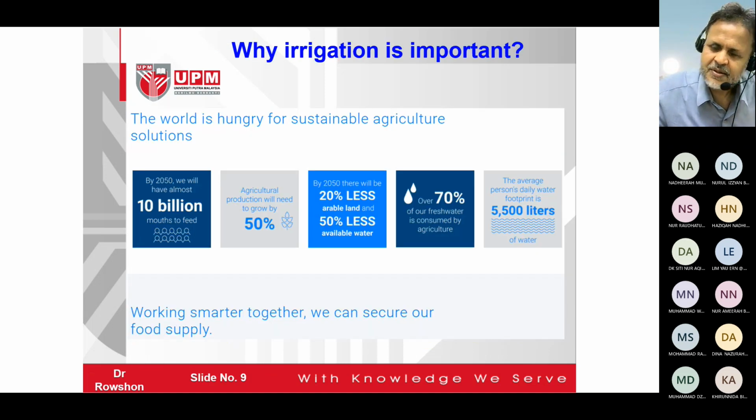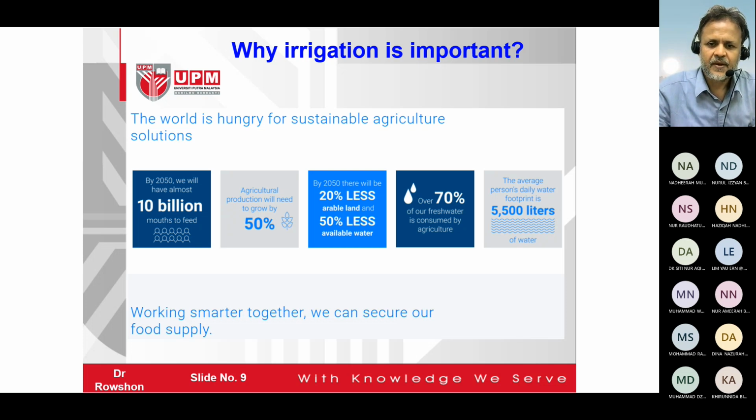This is maybe another global issue. I think I showed this slide before. We will have 10 billion people by 2050. Agriculture production needs to increase by 50%, because our land is not increasing. Land is decreasing day by day. Agricultural land is decreasing because we use it for industry and houses. So the way to feed the people is to increase the production.